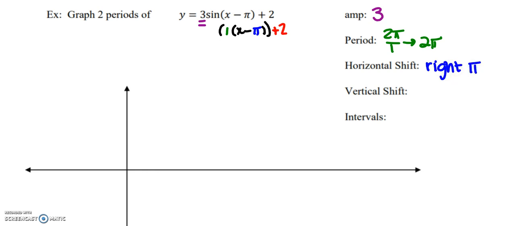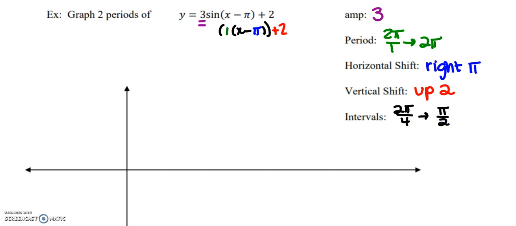And now we have our vertical shift. This is going to be up 2 because of this plus 2 on the outside of the function. And then our intervals are still just like we always have had them. It's the period divided by 4, which in this case is pi over 2.